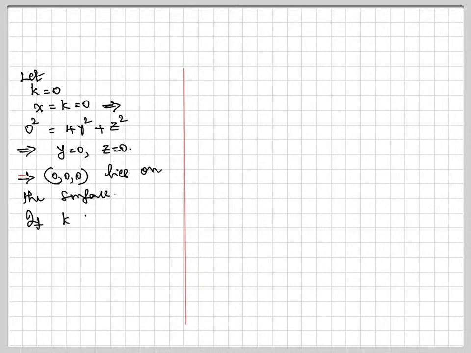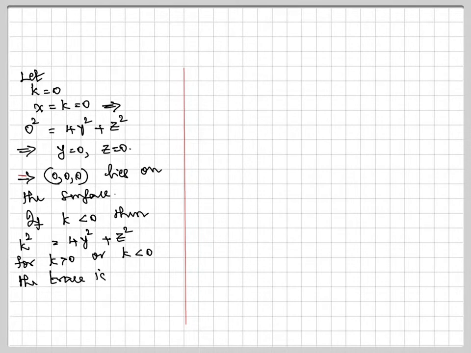Now if k is less than 0, then we also get the same ellipse, k squared equals 4y squared plus z squared. So whether k is positive or negative, or in other words on either side of the x-axis, we get families of ellipses. The trace is an ellipse on the plane x equals k, and also on the plane x equals negative k. k can be anything. So on either side of the x-axis, we have ellipses.